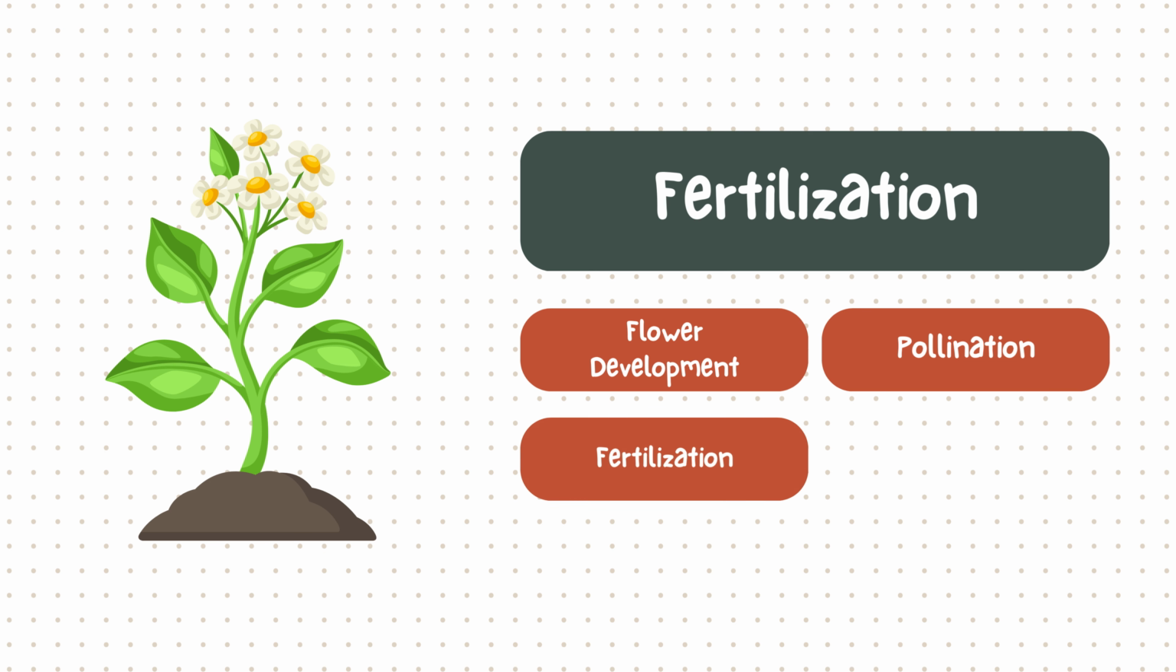Fertilization. Pollen travels down the style to the ovary, where it fertilizes an ovule. This process forms a zygote, which develops into a seed. Seed and fruit formation. The fertilized ovule develops into a seed, and the surrounding ovary tissue often develops into a fruit, aiding in seed dispersal. These stages ensure the plant's growth, reproduction, and the continuation of its species.